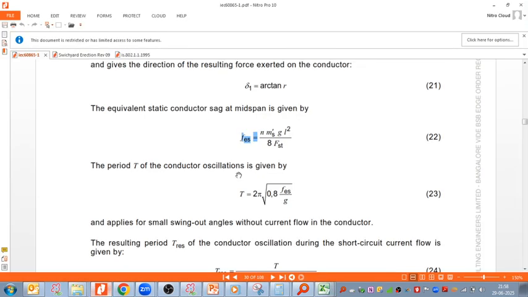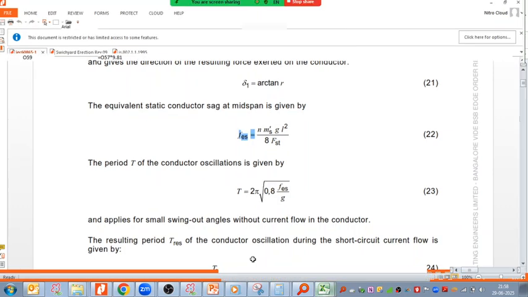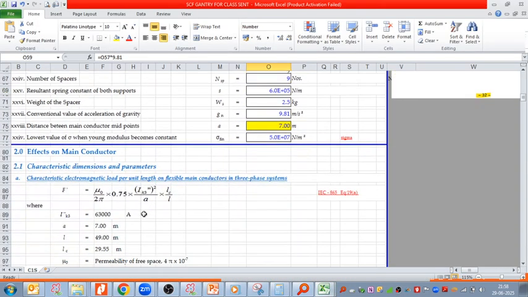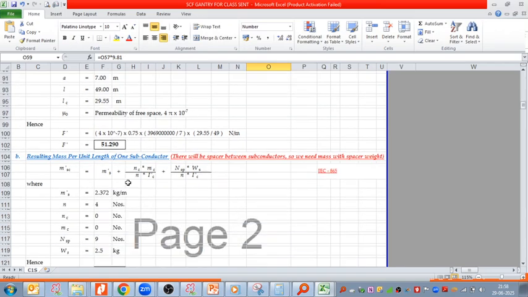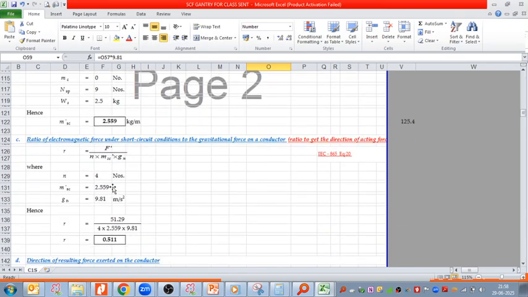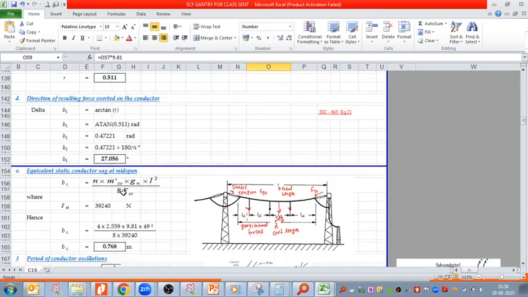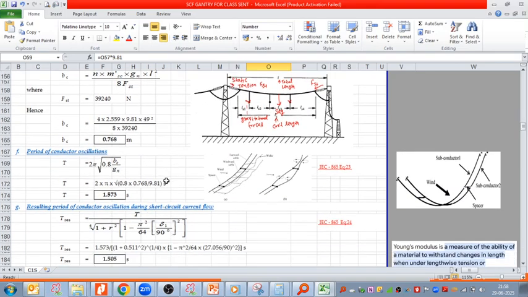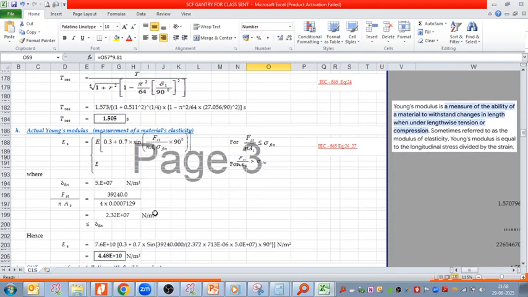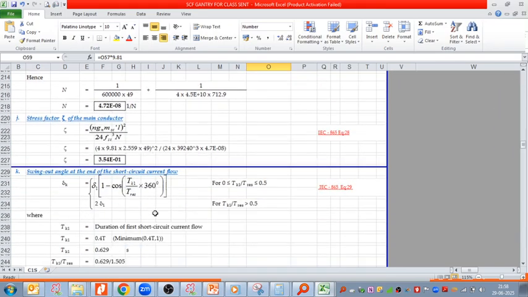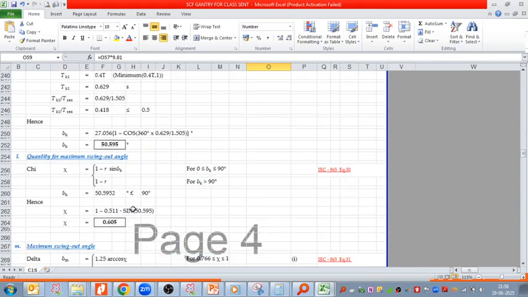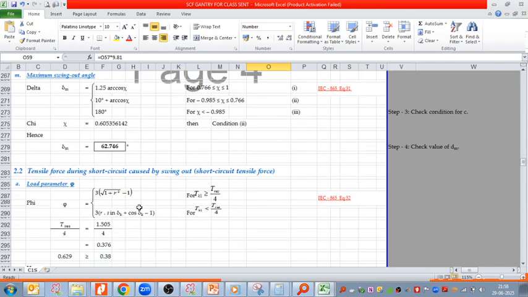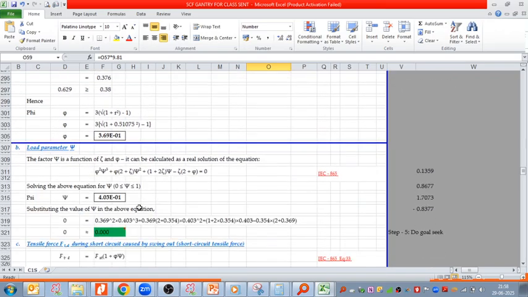whatever the formula you are referring to, FES, that formula I use in my calculations, I use in the SCF itself. So if you go into this formula, you can see I have used this FES. So I have calculated this. Here is your FES. So the sag that I am calculating, I have used this FES here. What is the FES?